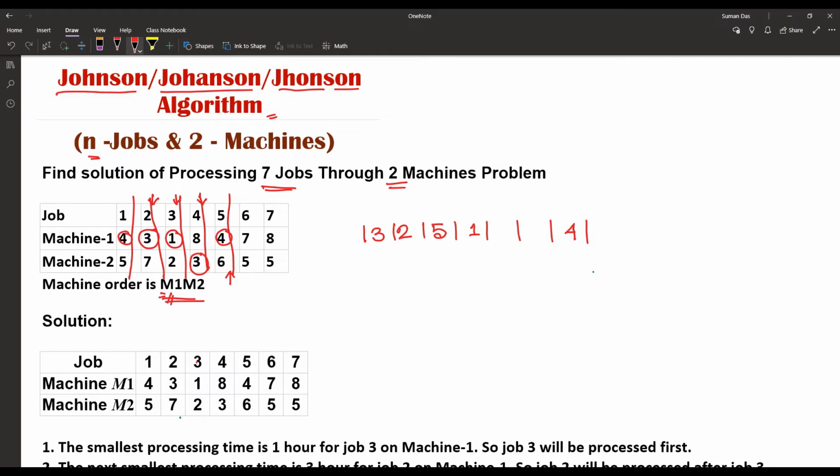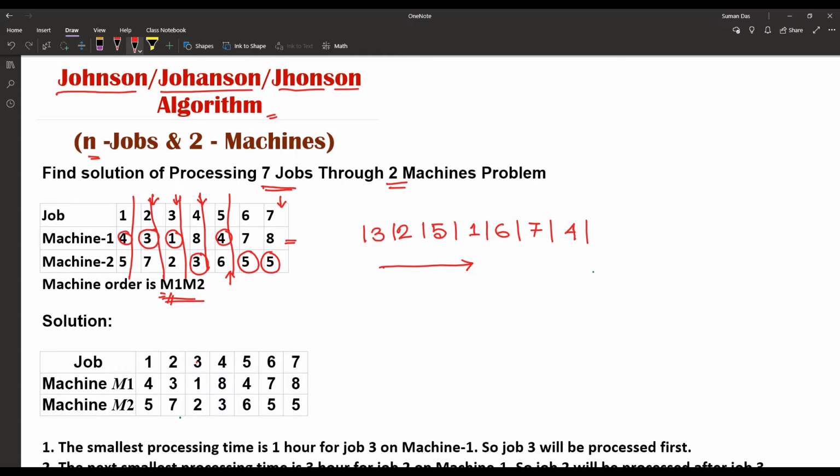Next, once again we have to find the next minimum processing time, and that is 5. It's a tie and that belongs to machine 2. Now we have to check the largest processing time of machine 1, and the largest processing time of machine 1 is for job 7. So we write it at the last, and just immediately before it, that is 6. So that was our last method. Let's check what happens next.